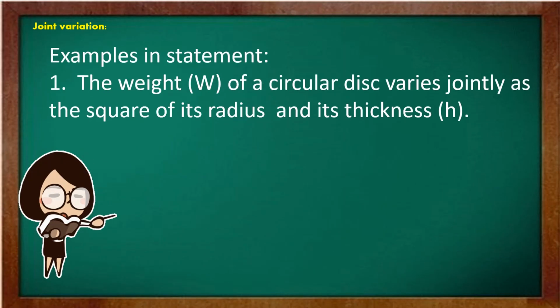Example in statement. The weight W of a circular disc varies jointly as the square of its radius and its thickness. How can we write that in equation? So the weight is equal to the constant, don't forget the K, varies jointly as the square of its radius, square, meaning may squared ka doon, and its thickness h. So this is joint because nag-joint yung dalawang variable natin. So W is equal to K R squared H.